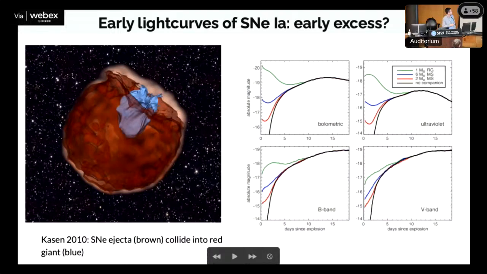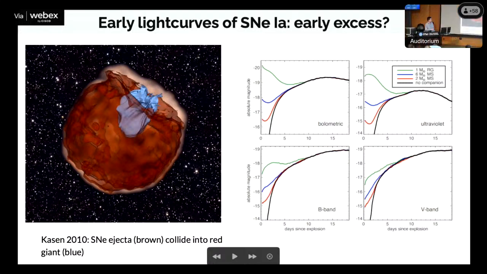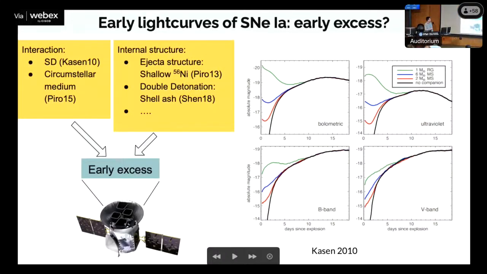The hint to distinguish these models comes from the early time. Dan Kasen first put forward in 2010 that when the supernova ejecta collides with a non-degenerate companion, you form a shock that creates a lot of radiation, especially in the bluer bands, UV, and also some in the optical bands. Those early excesses will normally last for less than 5 days. People figured out later that besides interaction with the companion, you can also have many other mechanisms creating a similar early excess.